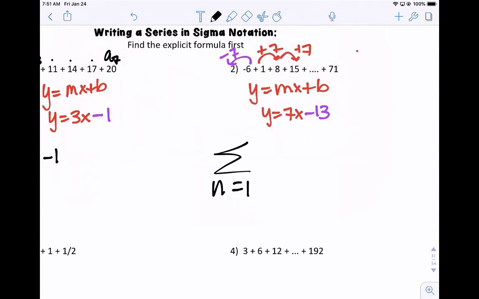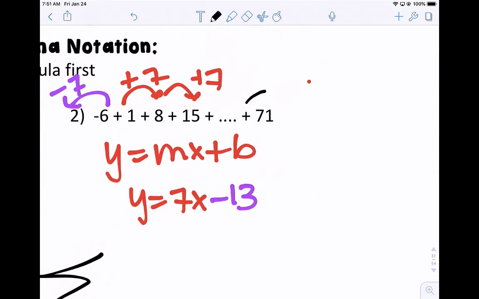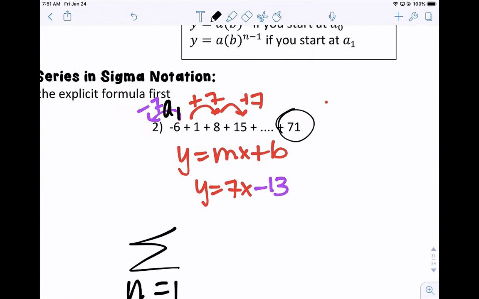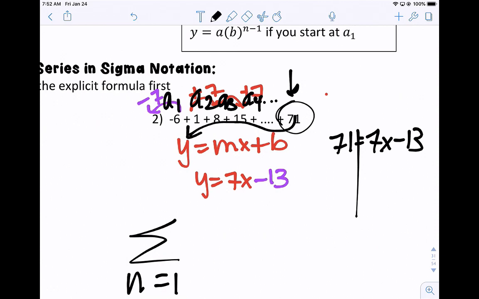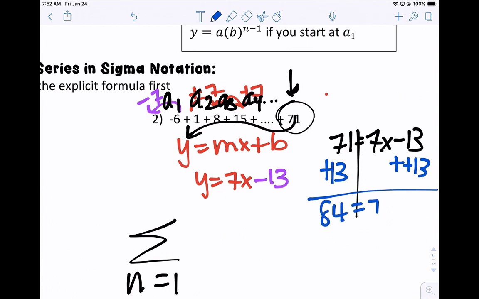Start at the first term and go to, and we don't know what the last term is, so we've got to figure that out. Again, this is the first term, second term, third term, 4th term, but there's that unknown end. So we've got to figure that out. And to do that, all we do is plug in a 71 for y. And then we can solve. So let's figure out what term we have, or the x value. So we'll add 13 to each side. So we get 84 equals 7x.